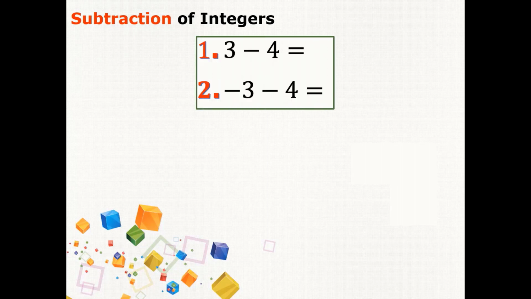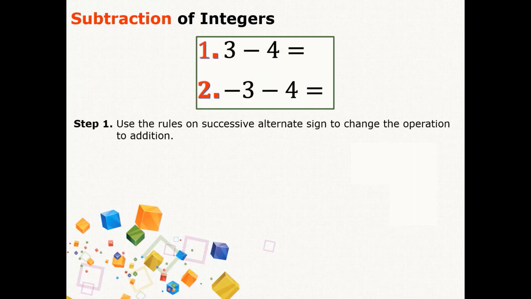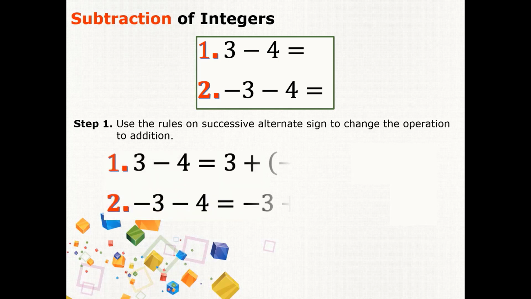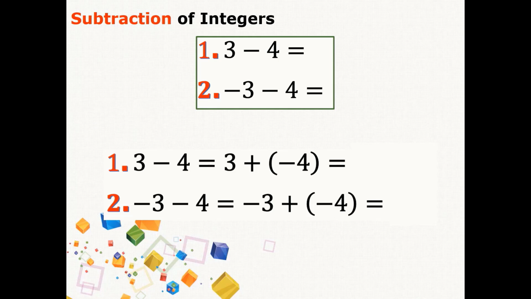In subtracting integers, there are two important rules that we may follow. We may use here the rule of successive alternate signs, so we can just interchange the subtraction into addition process. And we follow the rules in adding integers and then subtracting integers.